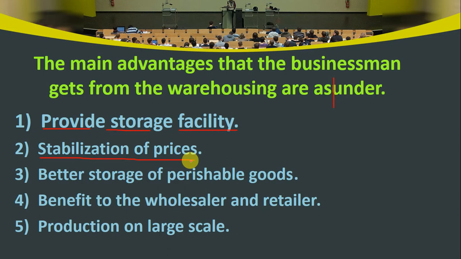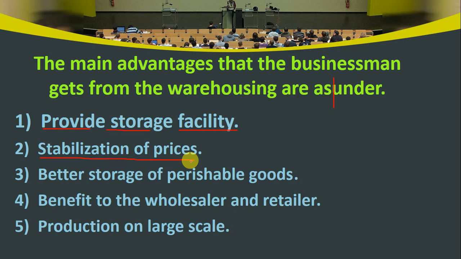We can also say sales at favorable prices. The producers and manufacturers produce the goods in anticipation of demand. If the supply of goods in the market is in excess, the producer can store the products in the warehouses and can sell them at favorable prices at the appropriate time. That also can stabilize the prices.